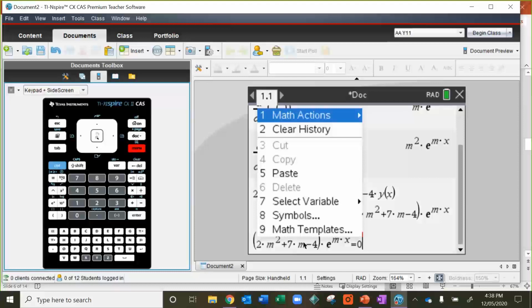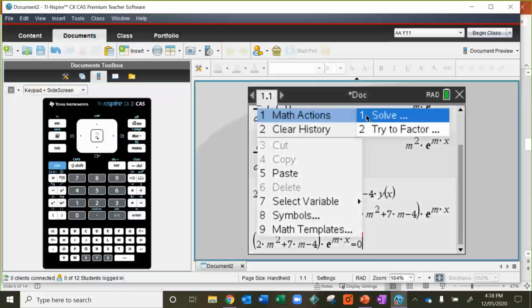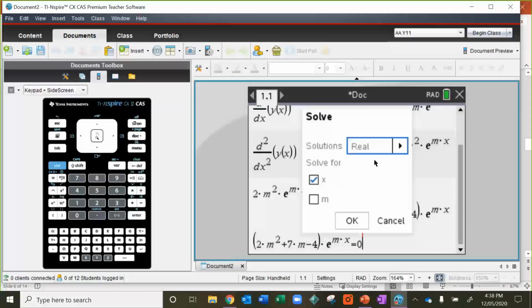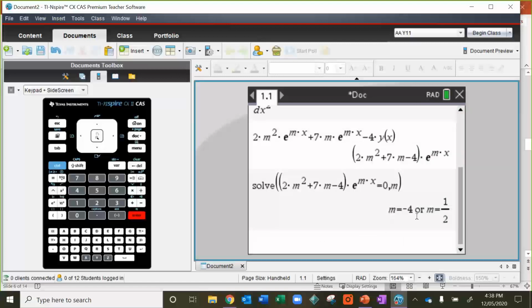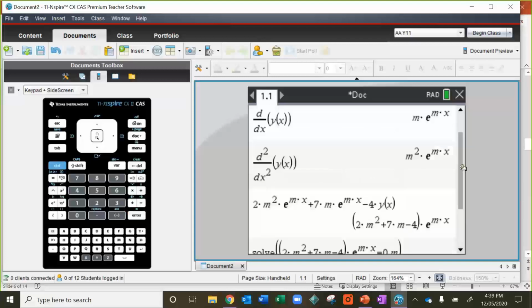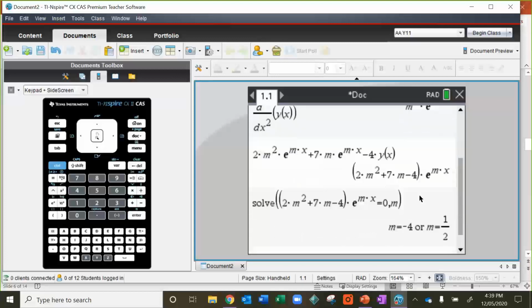Once I type the equation, I press Control Menu, and I have math actions. I want to solve over real, but I want to solve this equation for m. And the calculator brings the syntax itself. So I get m equals -4 or m equals a half as the solution. For those two m values, e to the power mx will be the solution to the differential equation.